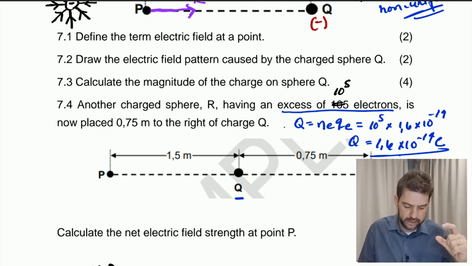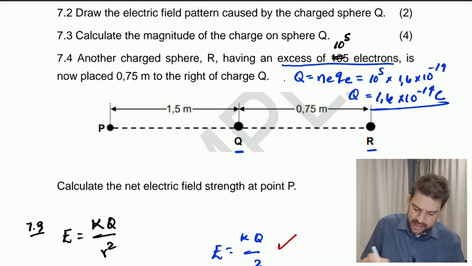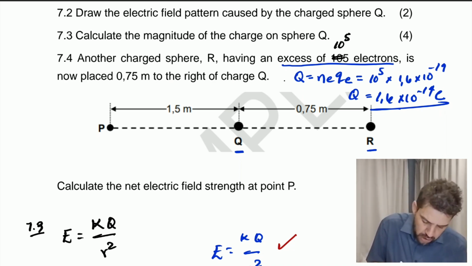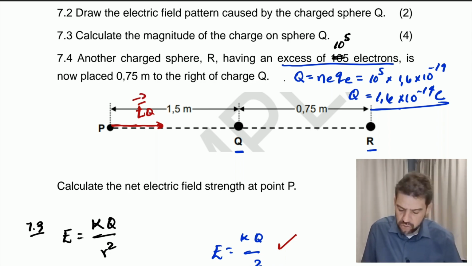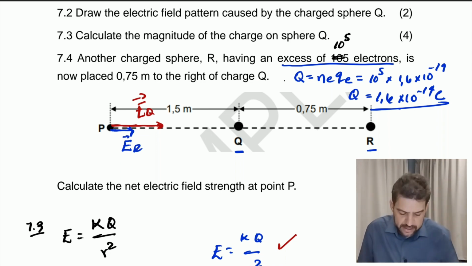So now, to calculate the net electric field strength at point P, we also need the direction because it's a vector quantity. So you need to know that on P, there are two electric fields. There's one due to Q, which is pointing to the right, and this red color here is EQ, which we also calculated, and there is also ER, which is also negative, so it's also going to be pointing to the right. So at the end, you have to add the two electric fields.